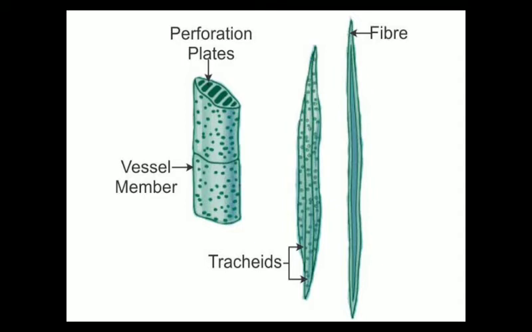And tracheid is the water conducting element in case of gymnosperms and pteridophytes. This is a very important point: gymnosperms and pteridophytes lack vessels. Vessels are present only in angiosperms. In case of angiosperms, the main water conducting element is the vessel, but in case of gymnosperms, the main water conducting element is the tracheids.